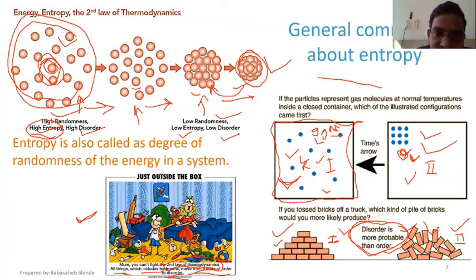Now let me connect this with energy conversion. Now this is the orderly form. Orderly forms of energy are kinetic energy, potential energy, and chemical energy because of chemical arrangement and all. If I convert this kinetic energy or potential energy into heat, the degree of disorder is going to increase.